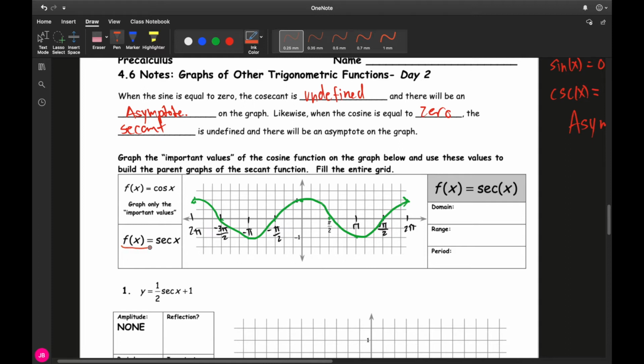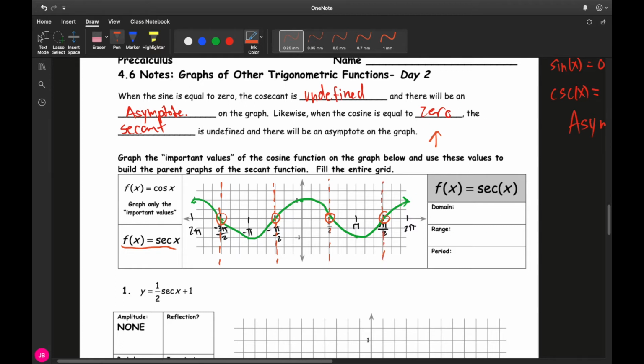Now let's see what happens when we try to graph secant. We're going to graph secant based on cosine. So we've got to think about this again. Whenever cosine is equal to 0, so cosine is equal to 0 at all these points right here, then secant is undefined and there will be an asymptote on the graph. So asymptote, asymptote, and there goes another asymptote.